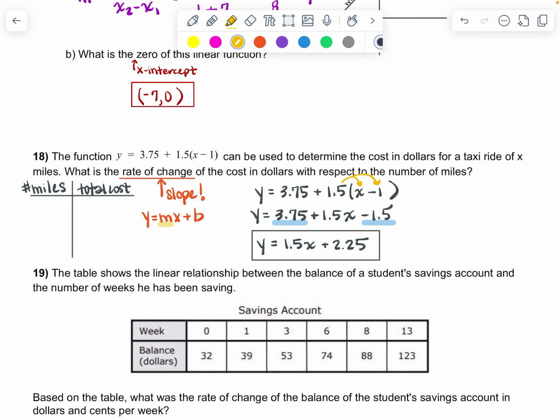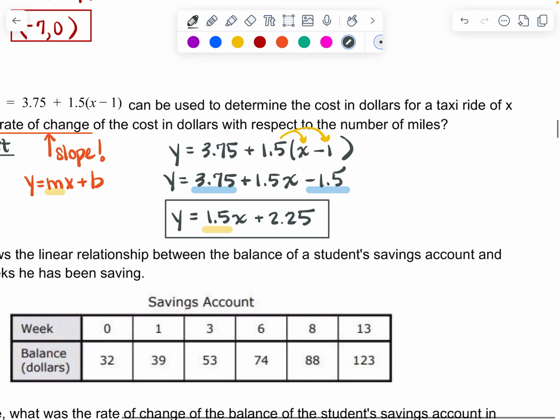And clearly it appears as if my slope is the 1.5. And if we interpret that meaning, right, that means $1.50 per mile. Right, and so that is our constant rate of change.